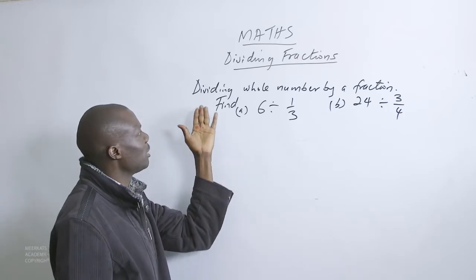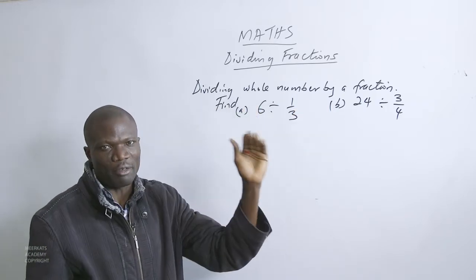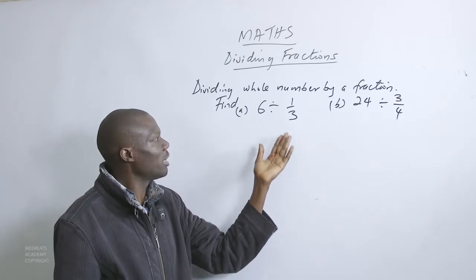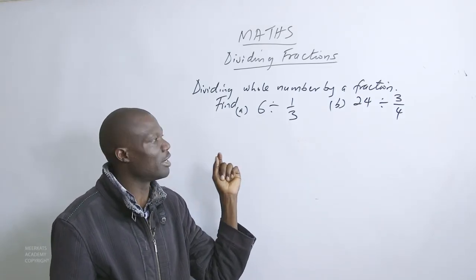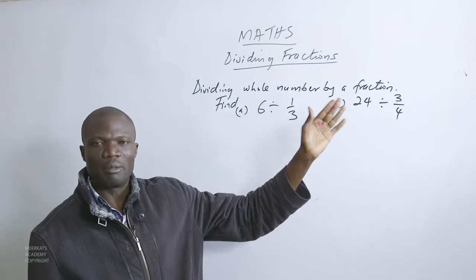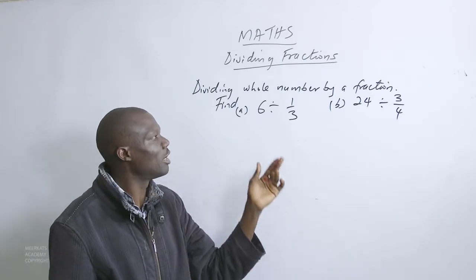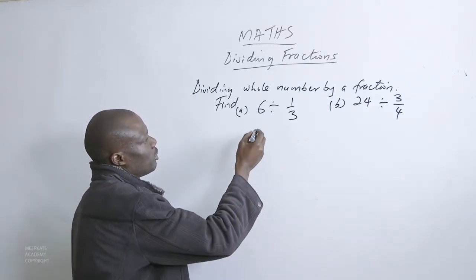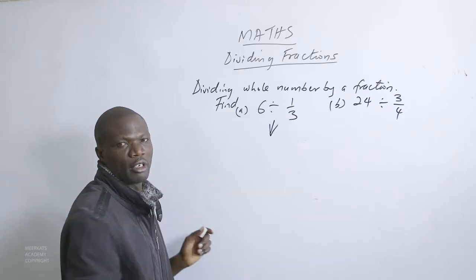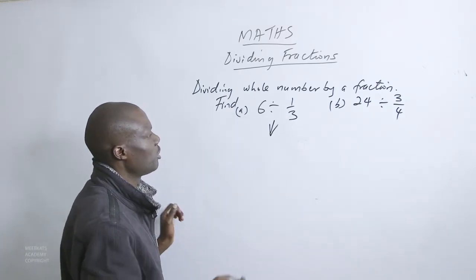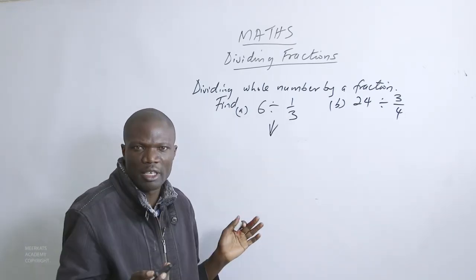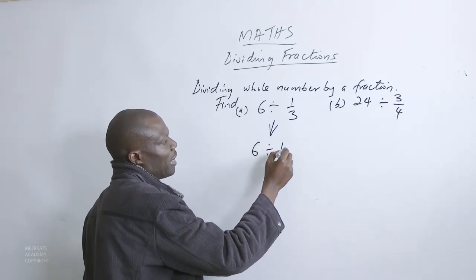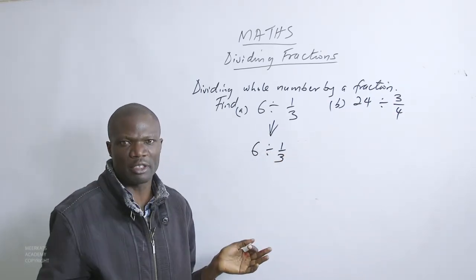Now let us look at dividing a whole number by a fraction. Find 6 divided by 1 over 3 and 24 divided by 3 over 4. So for our first question here, as we saw earlier on, we take the whole number that we have, and we are dividing by a fraction. So that one is straightforward.